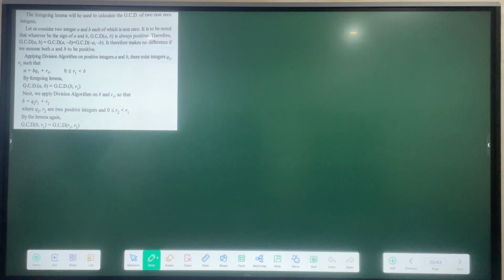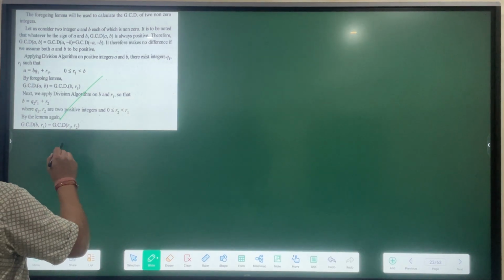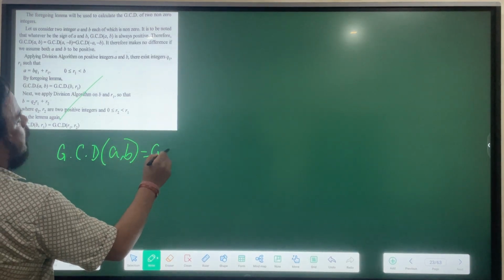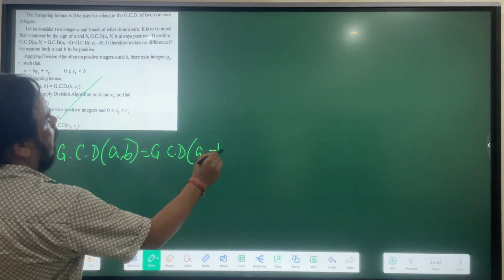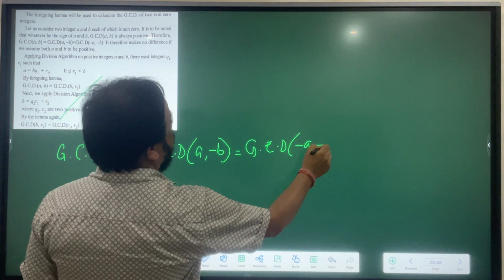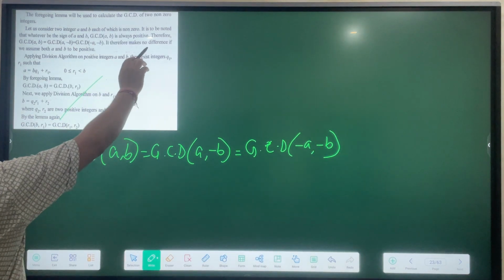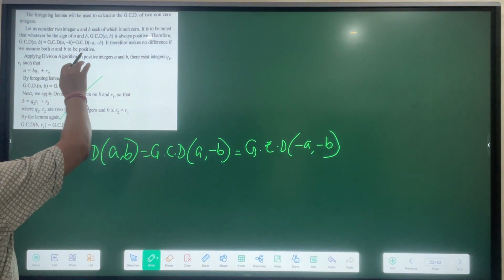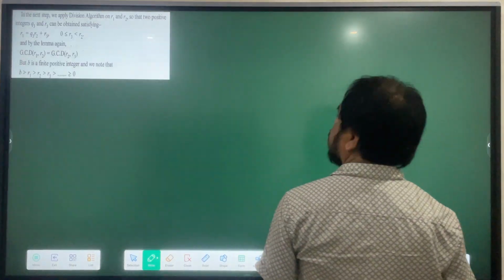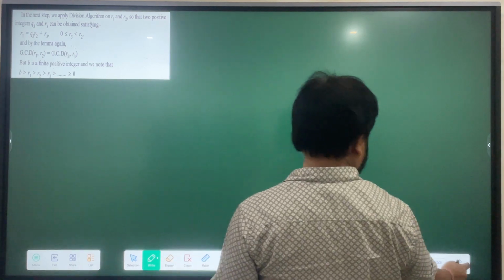The foregoing lemma will be used to calculate the GCD of two non-zero integers. This one actually is not required. GCD of A, B is equal to GCD of A, minus B is equal to GCD of minus A, minus B. It therefore makes no difference if we assume both A and B positive or negative, no difference. That is what it means. This is what only you have to remember.